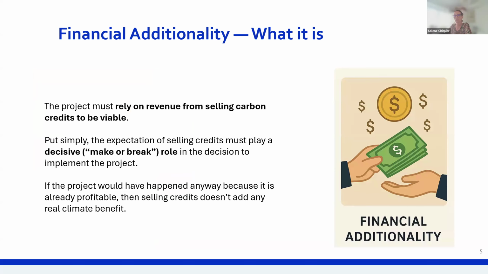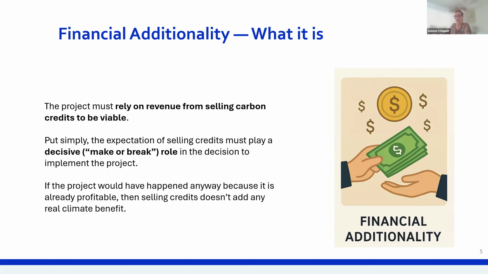Then we have financial additionality. That one requires that a project relies on revenue from carbon credits to move forward. So put simply, it means that the expectation of selling credits must play a decisive role in the decision to implement the project. If the project would have happened anyway because it is already profitable without the credits, then the credits themselves are not generating a real climate benefit.